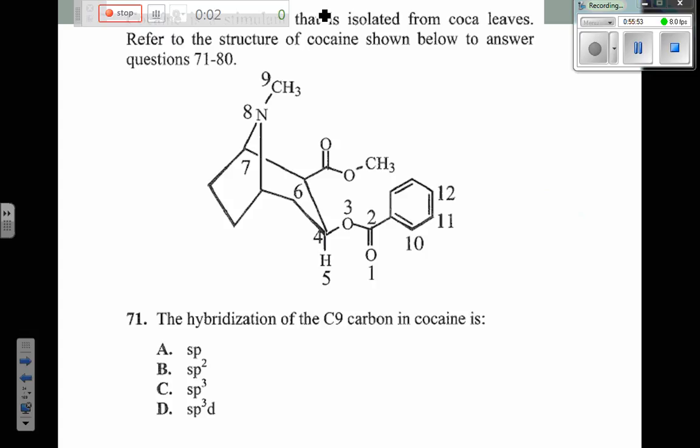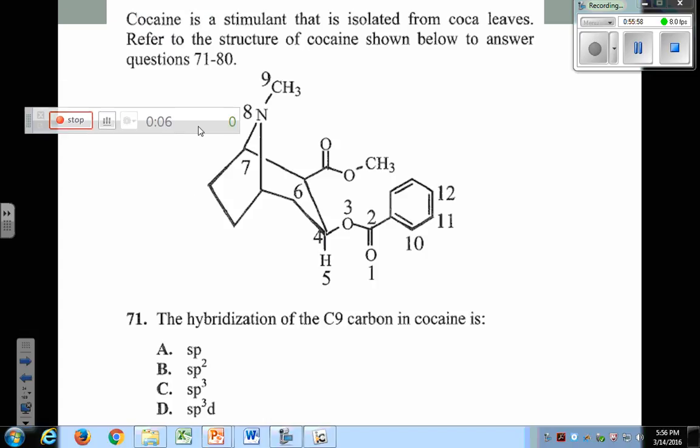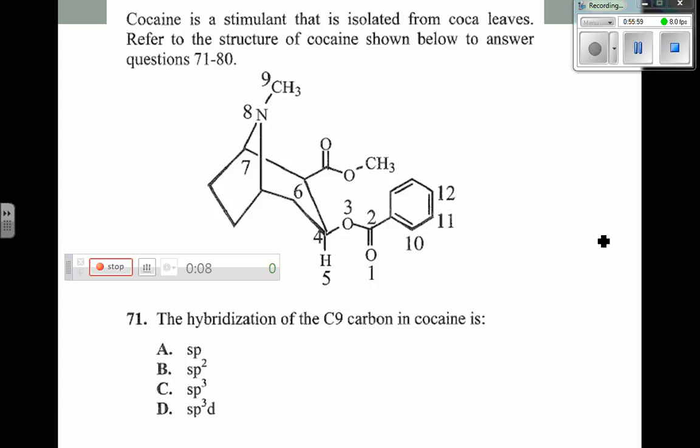So this one wants to know the hybridization of carbon 9. This is never in a good position. Oh, and this is cocaine, in case you were interested.